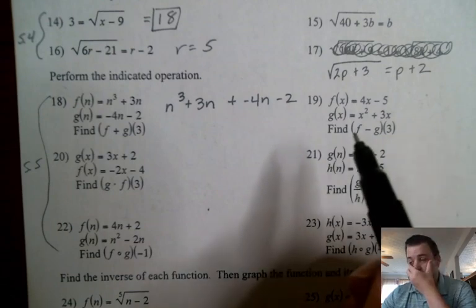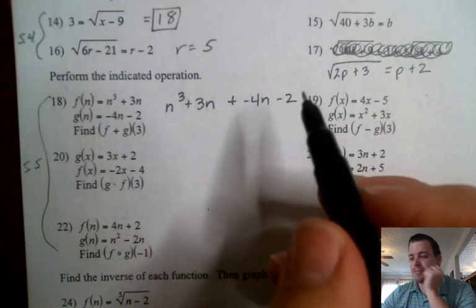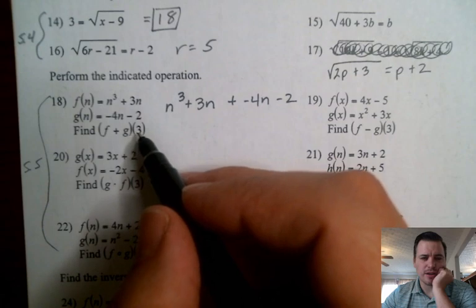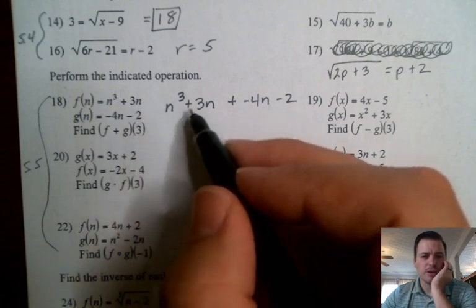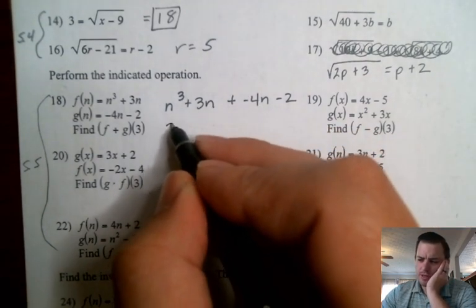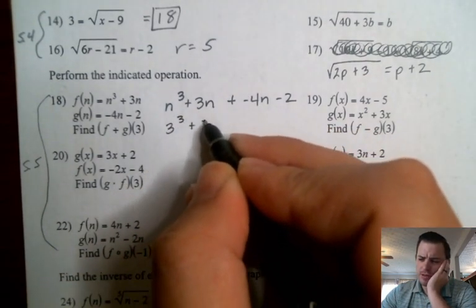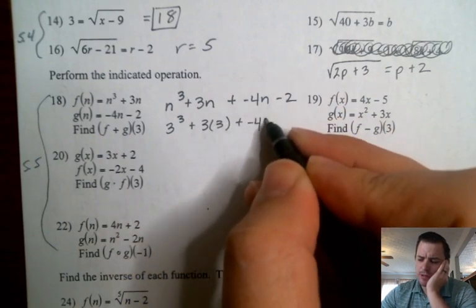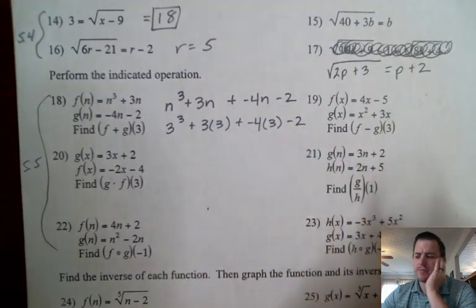Looking at this right here, since we're not solving it in terms of n, we're solving it in terms of 3. So plug 3 into all your n's. So that's 3 cubed plus 3 times 3 plus negative 4 times 3 minus 2.